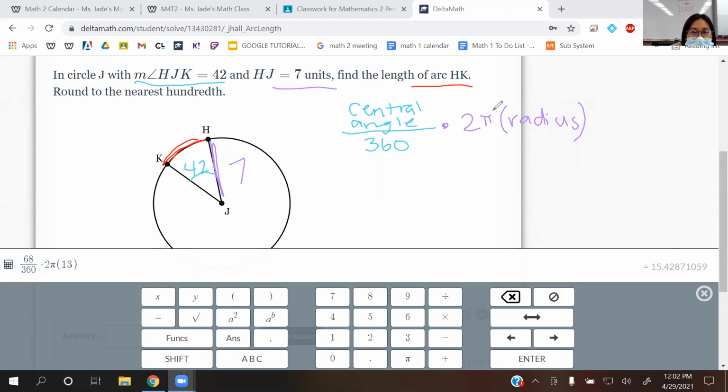So let's plug it into our formula. Central angle is 42 over 360 multiplied by 2 pi times the radius. Our radius is 7. So then let me type this into our calculator. And we get 5.13. Rounding it to the nearest hundredth is just 5.13 because after the 3 comes a 1. 1 is a small number, so you're just going to keep the 3 as a 3. So 5.13.